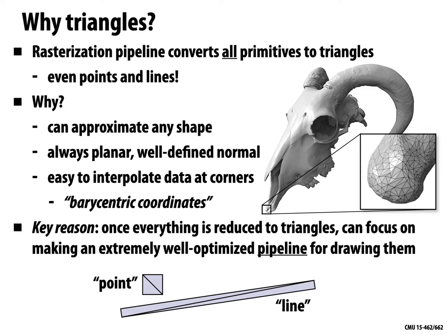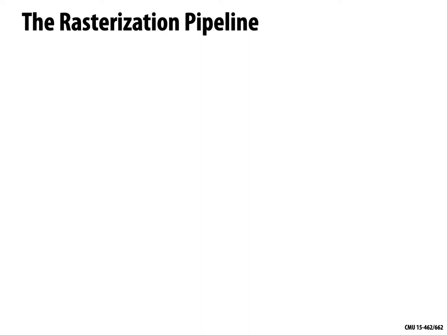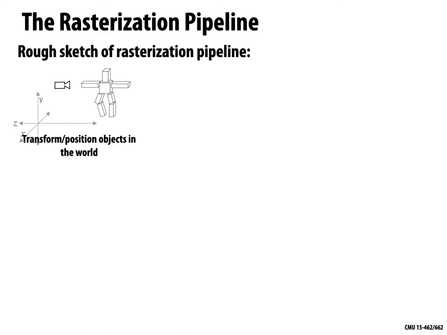Okay? So, what does the rasterization pipeline actually look like? Here's a rough sketch, and we're going to walk through each of these stages in great detail over the next few lectures. But to just give the high-level view, the first thing we're going to do once we have our list of triangles is we're going to transform and position these things in the world, in the scene where we want them to be. Right? We have a person standing inside a house, and you know that house is sitting on top of a planet. We have to arrange all of those in the way that we want them to be arranged in our scene.